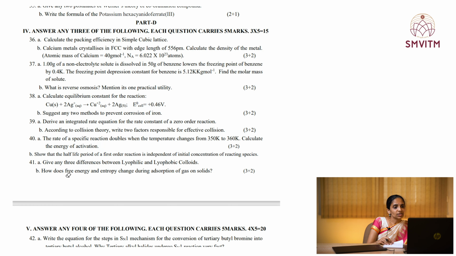Next is our derivation on half-life period of first order reaction. It's an expected question. 41A, differences between lyophilic and lyophobic colloids. You can say lyophilic colloids are stable, reversible. In those colloids, there is an affinity between the dispersed phase and medium. And in lyophobic, they are unstable, irreversible, and there is no affinity. Such differences can be quoted.